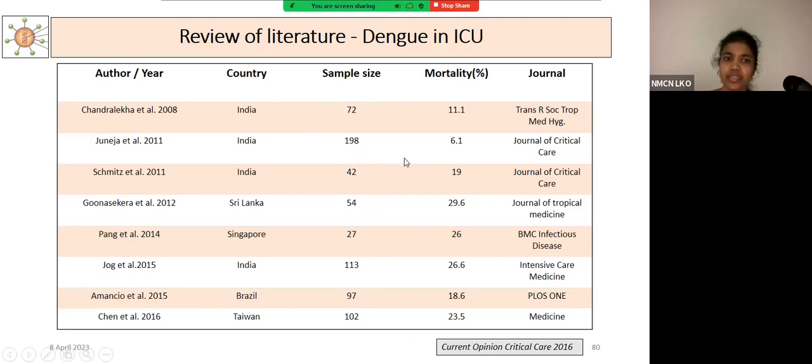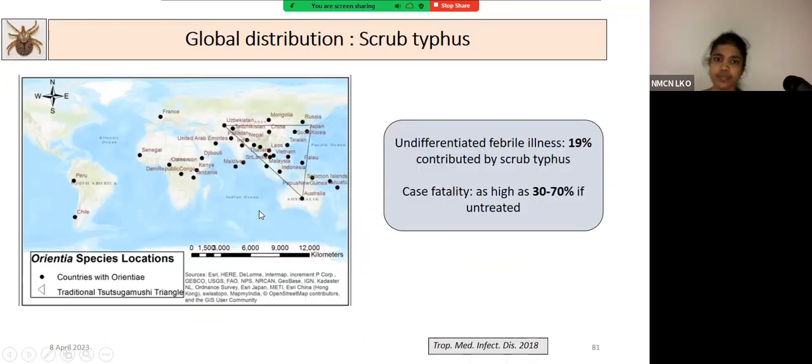This shows that the case mortality may be as low as 6.1% in one of the studies published in 2011, to as high as 29.6%, which was published in 2012 from Sri Lanka.